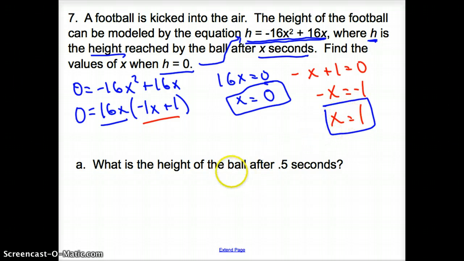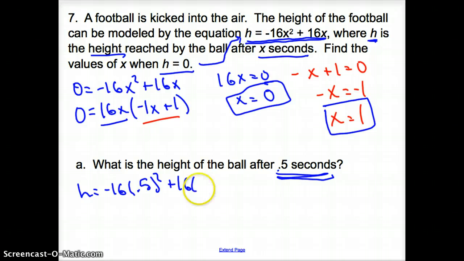And now one more. What is the height of the ball after 0.5 seconds? Well, what am I going to do with 0.5 seconds and this equation? Well, I see an x. What is x measured in? X seconds. X is measured in seconds. So I just have to put this 0.5 in for x. So let's try it. I have h equals negative 16 x, and I'm going to insert that 0.5 squared plus 16 times 0.5.